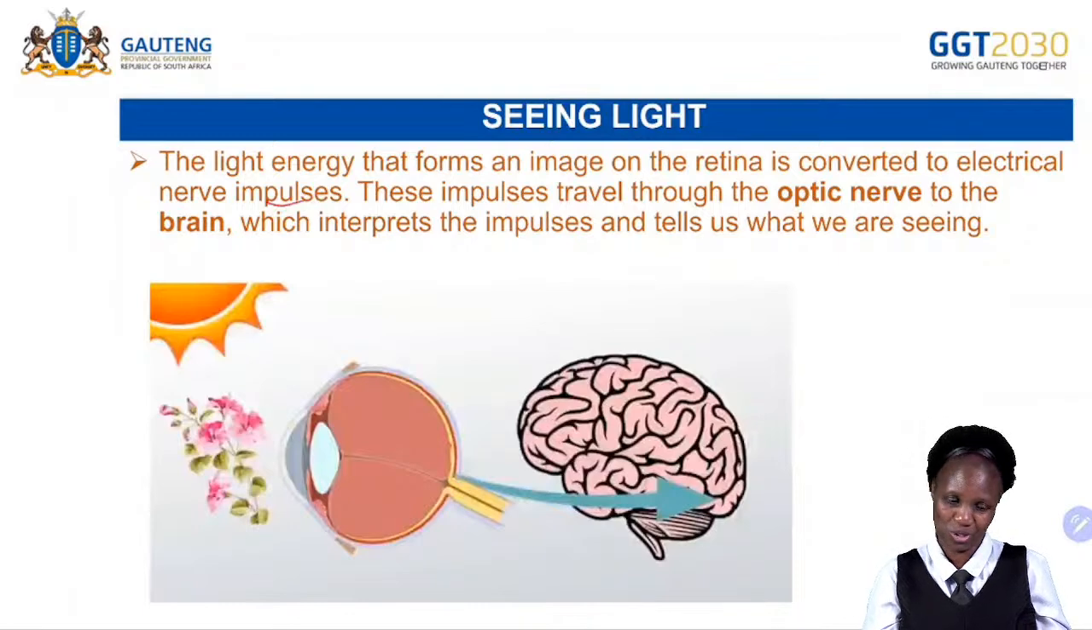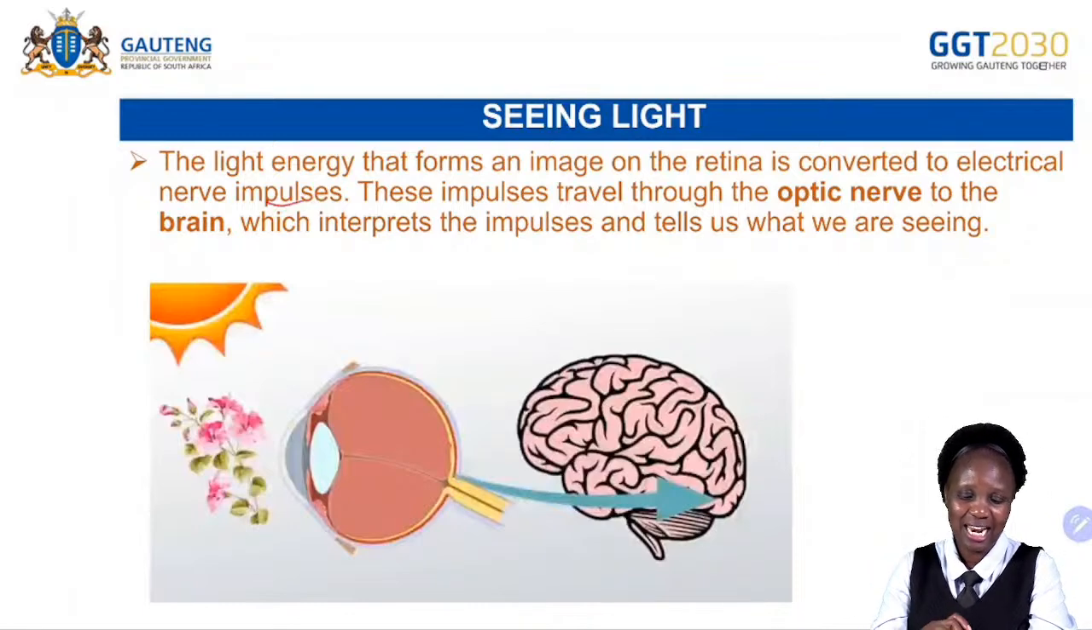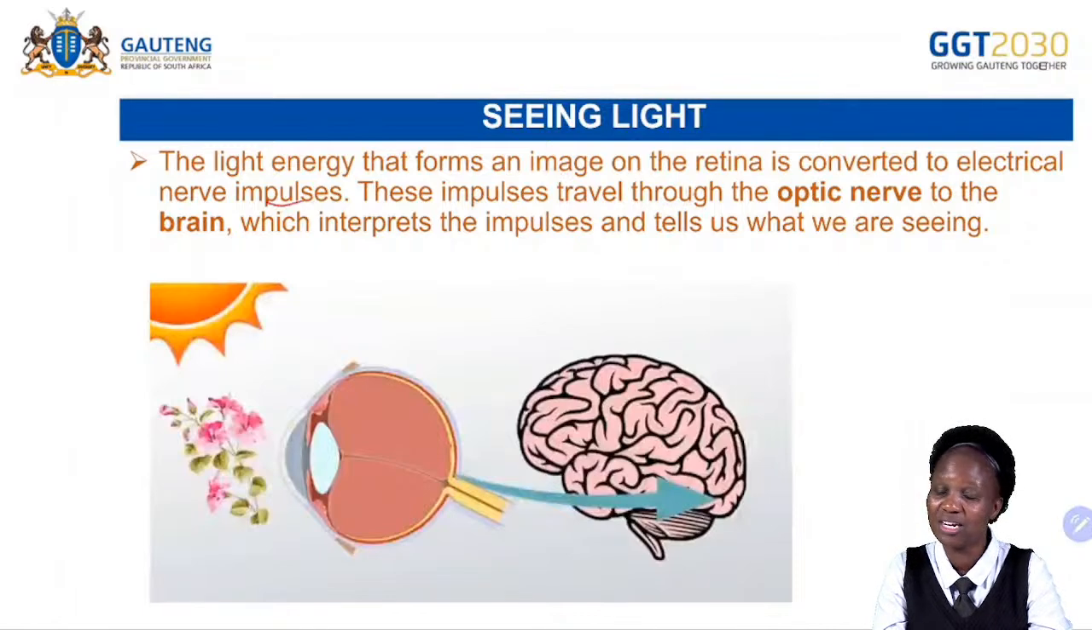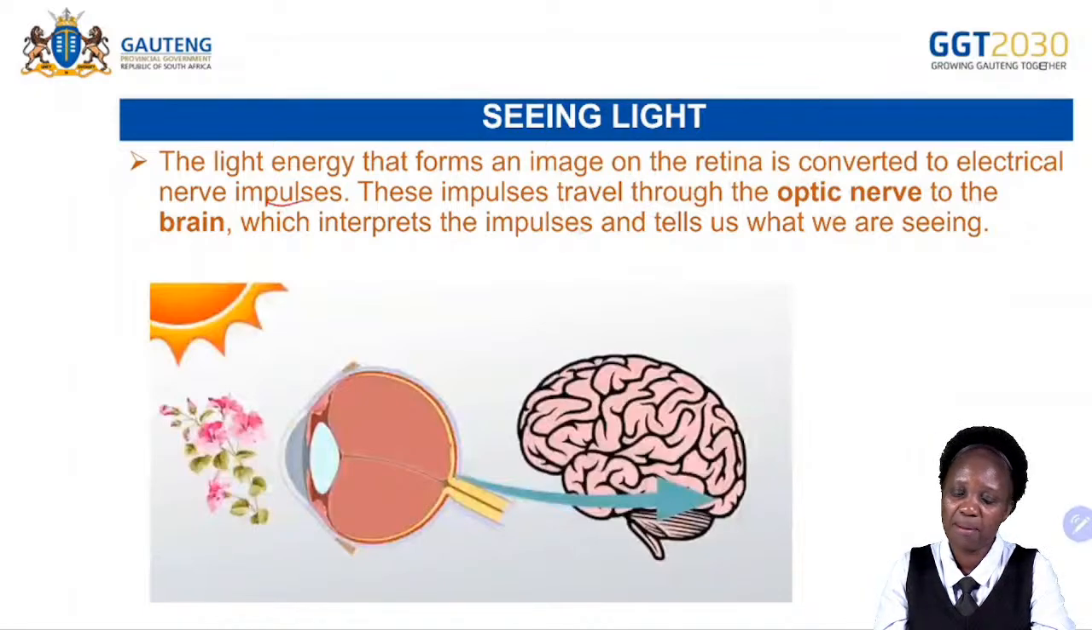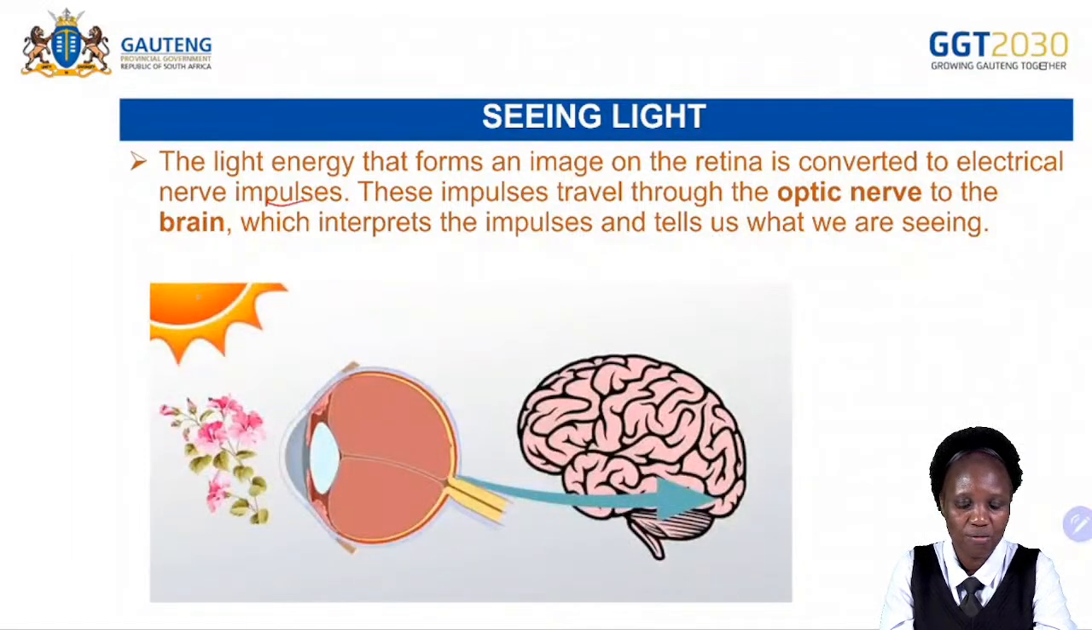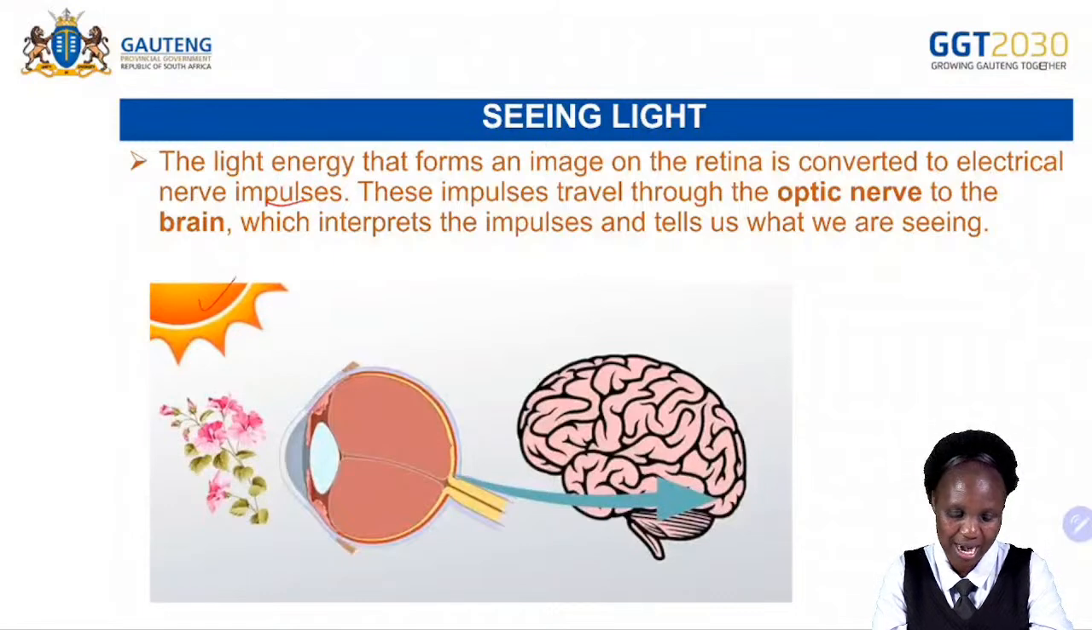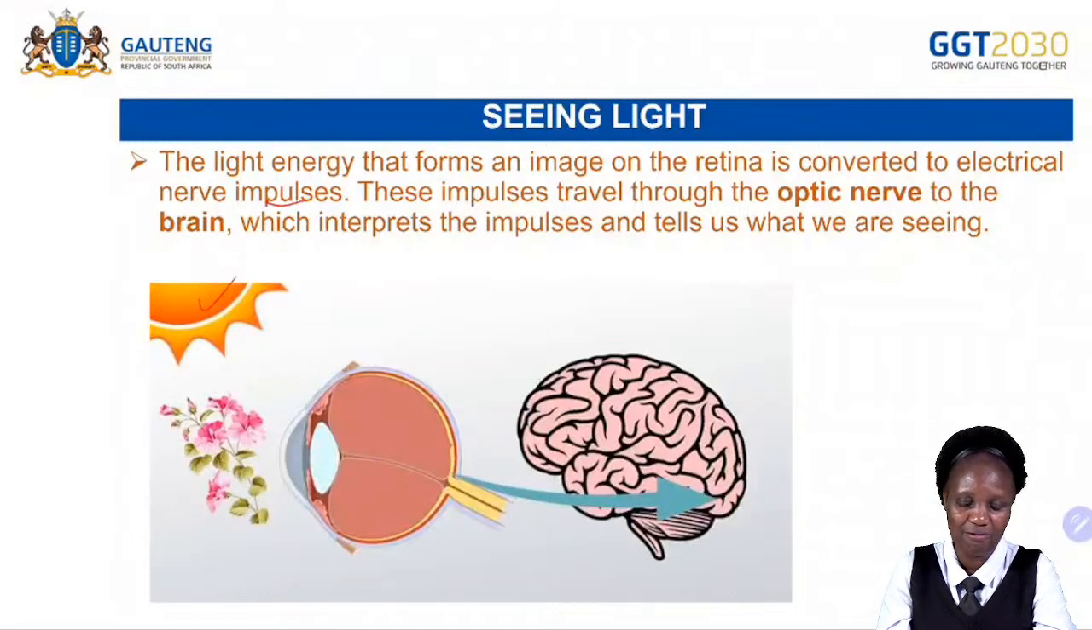Okay, good. All right. The light energy that forms an image on the retina is converted to electrical nerve impulses. These impulses travel through the what? The optic nerve to the brain, which interprets the impulses and tells us what we are seeing. For example, let's see here this diagram. This is a very nice diagram. We've got the source of light there, which is the sun. And then you can see a flower there. You can see the colors pink, green. We're seeing those colors.